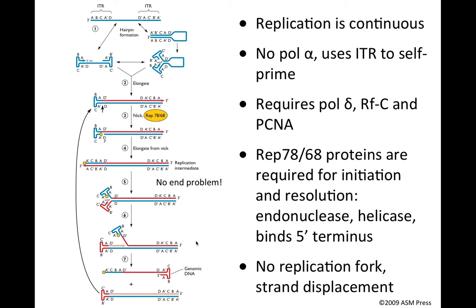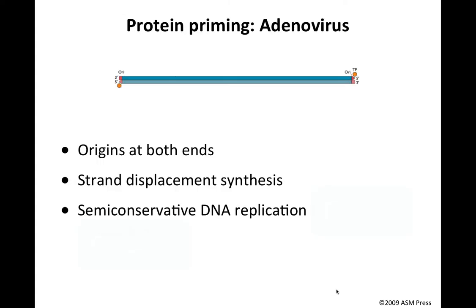And there, again, there is no replication fork in the replication of this genome. It's all strand displacement. So that's a neat solution to the requirement for a primer. And by doing that, there is no end problem. Pretty neat. So that was priming with an unusual structure in the DNA. Let's look at another solution to getting a primer, and this is done in adenovirus-infected cells, and this is to use a protein. Let's first look at the genome of adenovirus.